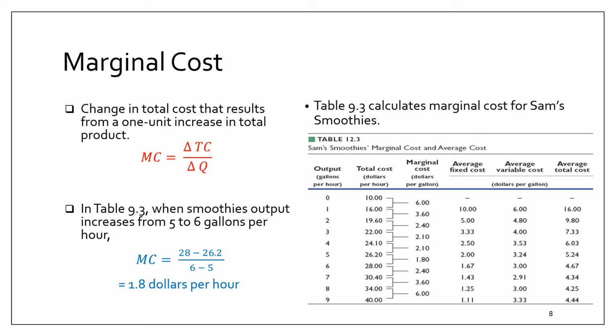Marginal cost is the change in total cost due to 1 unit increase in total output. For calculating marginal cost, use the change in total cost divided by change in quantity of production. For instance, in table 9.3, when smoothies output increases from 5 to 6 gallons per hour, marginal cost is $1.8 per hour.